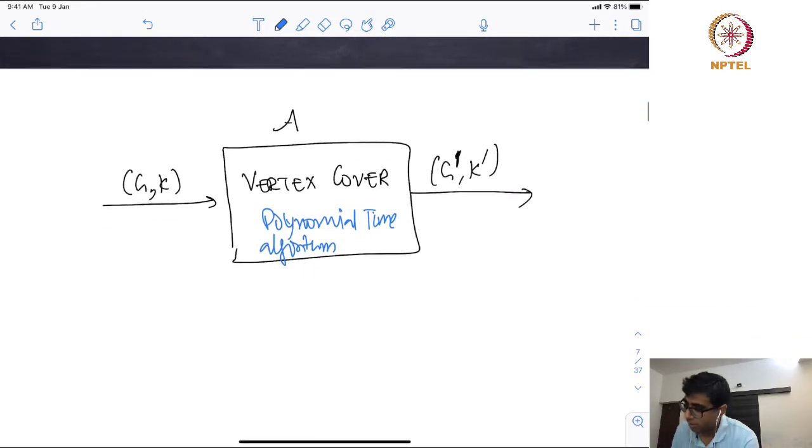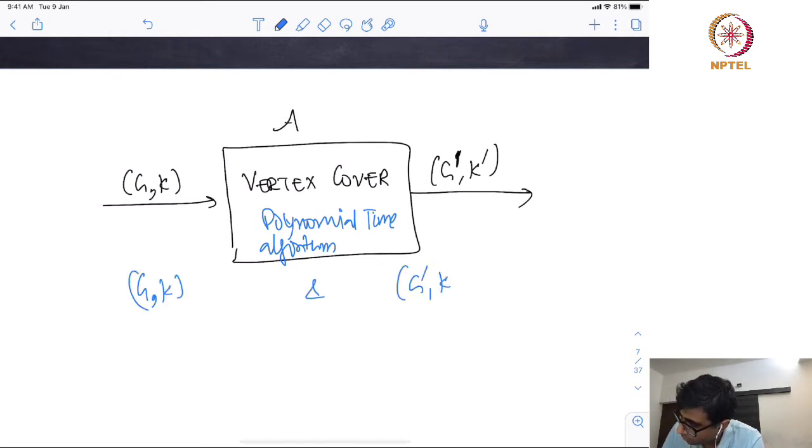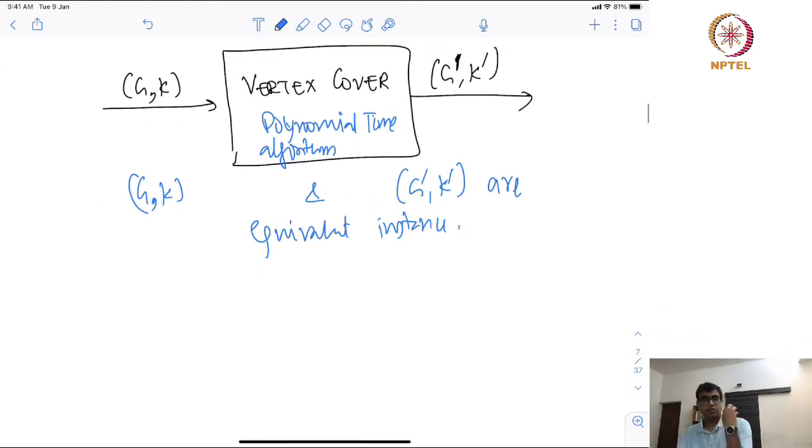And what more: G comma k and G prime k prime are equivalent instances. What is the meaning of this? If you started with G comma k, which is a yes instance, then G prime k prime is also a yes instance. That is, G has a vertex cover of size k implies G prime k prime has a vertex cover of size k prime. If you started with a no instance of vertex cover, G does not have a vertex cover of size k, then the reduced instance G prime k prime also does not have a vertex cover of size k prime.